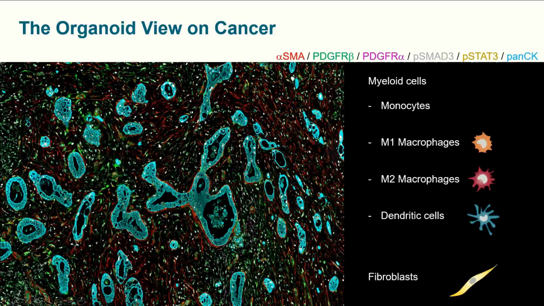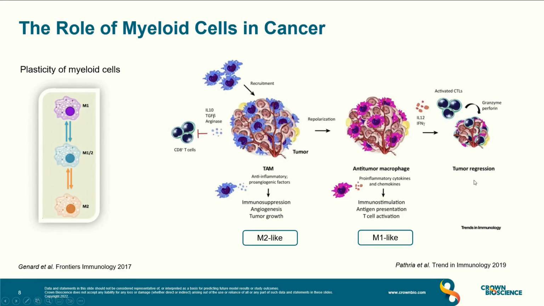The important cells in this stromal compartment that I want to focus on today are myeloid cells and fibroblasts. Myeloid cell populations consist of monocytes, macrophages of M1 and M2 types, and dendritic cells. These are examples of myeloid cells that are important to study cancer. And then, of course, the fibroblasts, also known as cancer-associated fibroblasts. I will discuss all these four cell types in more detail during this seminar. First, the role of myeloid cells in cancer.